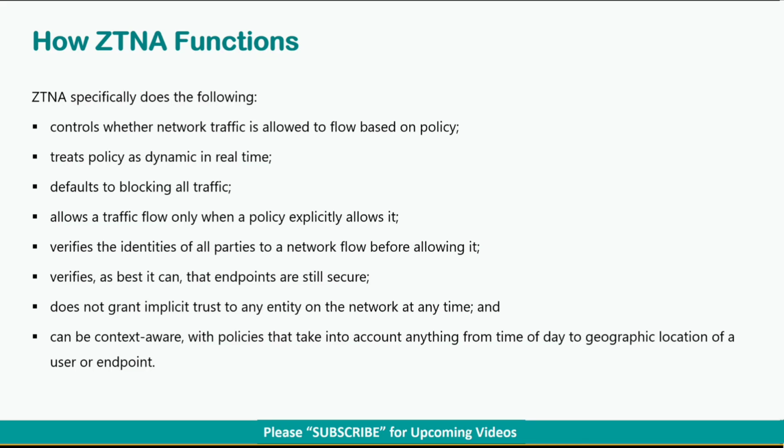ZTNA specifically does the following. It controls whether network traffic is allowed to flow based on policy. It treats policy as dynamic in real time. It defaults to blocking all traffic. It allows a traffic flow only when a policy explicitly allows it. It verifies the identities of all parties to a network flow before allowing it. It verifies, as best it can, that endpoints are still secure. It does not grant implicit trust to any entity on the network at any time. And finally, it can be context-aware, with policies that take into account anything, from time of day to geographic location of a user or endpoint.